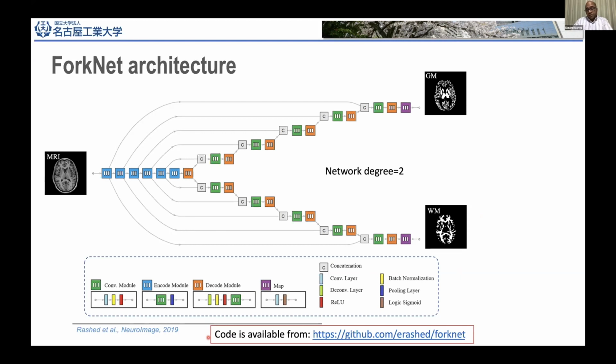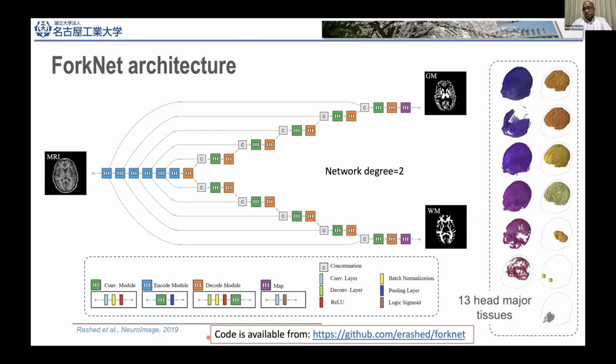So ForkNet is actually designed to segment the 13 major head tissues, including skin, fat, muscles, bone, blood vessels, and also the brain structures, and so on. By using this architecture, we succeeded in doing the segmentation for different head tissues, up to 13 different tissues.